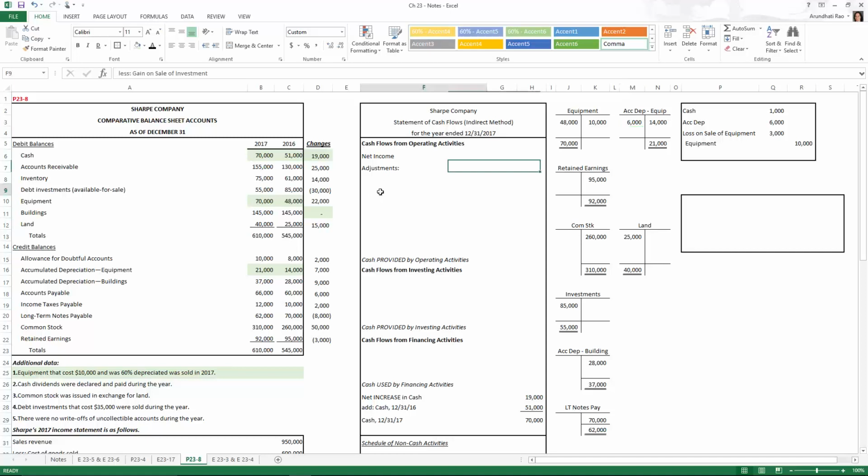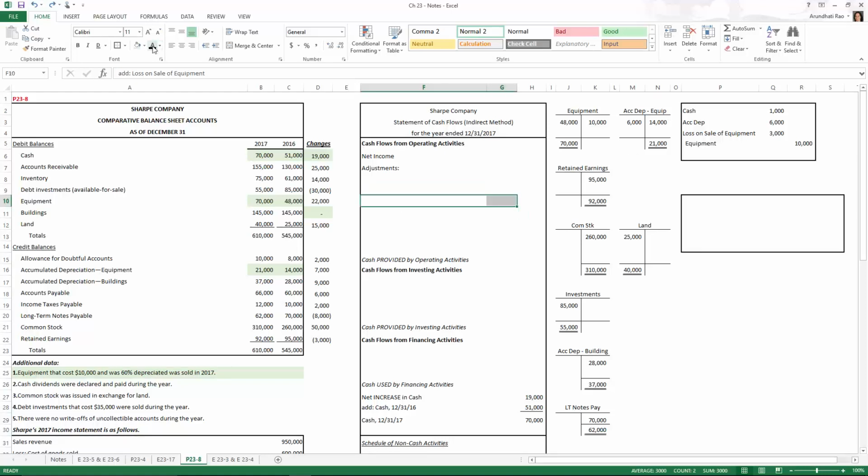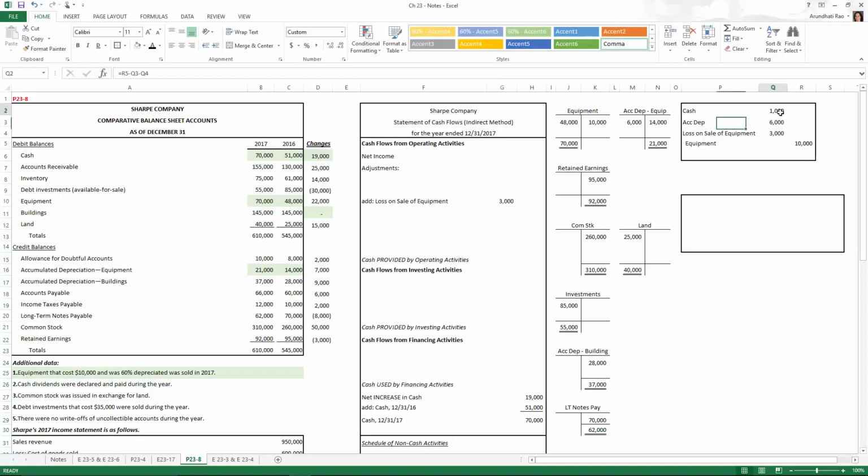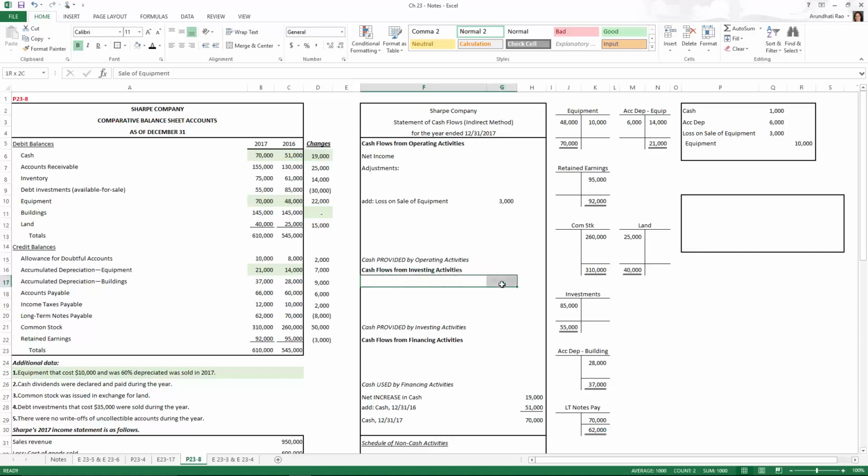The next thing I'm going to do is put less gain on sale of equipment, $15,000. My mistake over here, I'm looking at the wrong item. My equipment sold at a loss, not a gain. It would be nice if I had a $15,000 gain. I add loss on sale of equipment, $3,000. Okay. And the $1,000, where does that go? Sale of equipment is an investing activity. So I will have sale of equipment, $1,000.